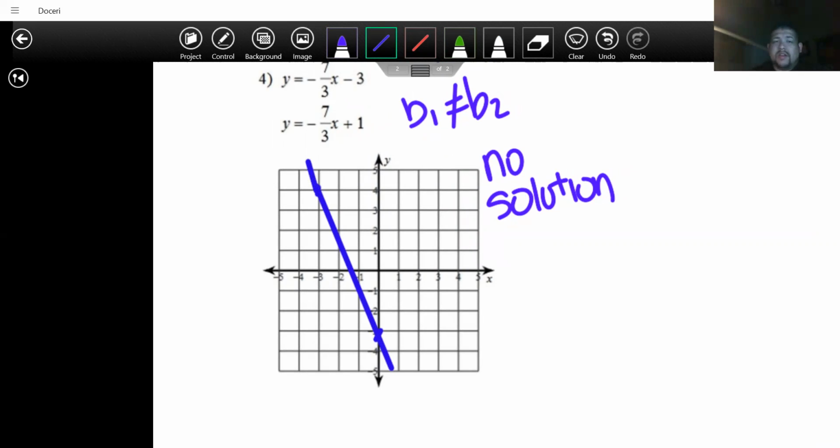The next one we see here as well. So one on the bottom, which is our y-intercept one here. And then in this case, I'm going to go down 7 over 3, 1, 2, 3, 4, 5, 6, 7, 1, 2, 3, which happens to be right here. It's a little bit off.